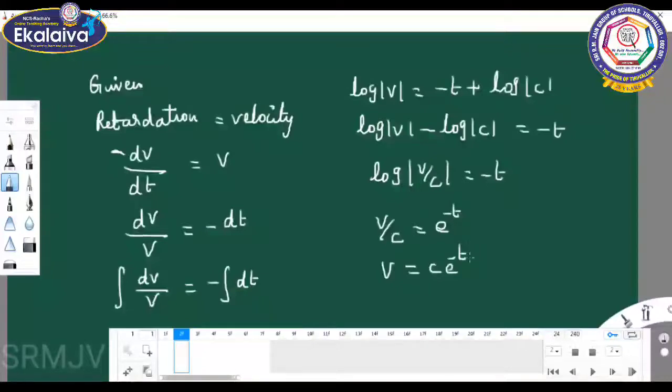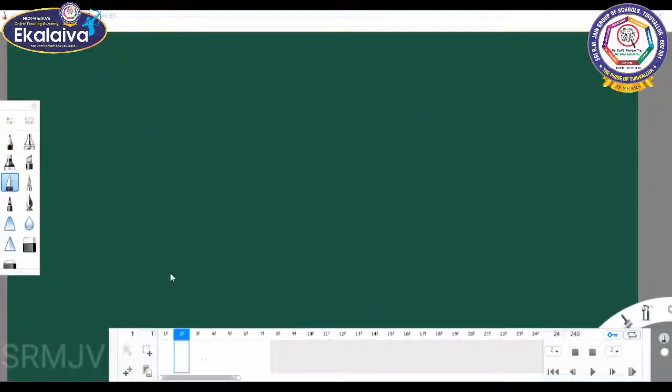You can take it as the first equation. Starting when t equals 0, velocity equals 10 meters per second. You can substitute in this first equation: 10 equals c e power minus 0. So what is the value of c? c equals 10, because e power 0 value is 1.